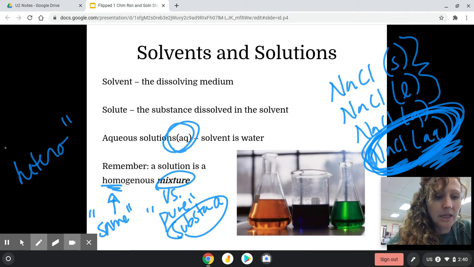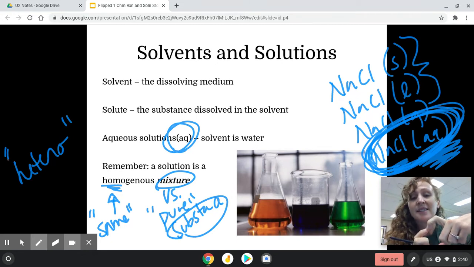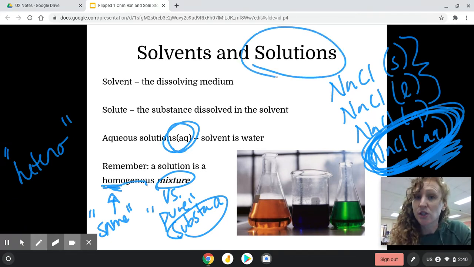Hetero meaning different, right? A homogeneous mixture means that every sample of the solution looks exactly the same. Every sample of the solution has the exact same chemical composition, has the exact same ratio of sodium chloride to water. That is a homogeneous mixture, and that's what we call a solution.